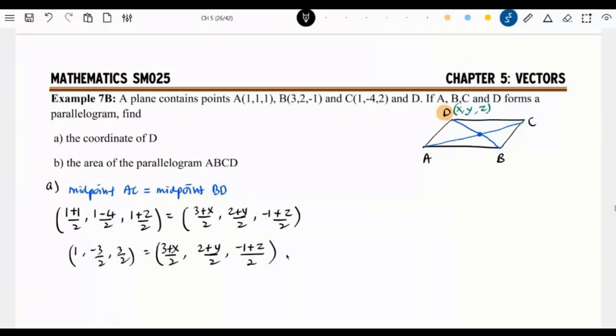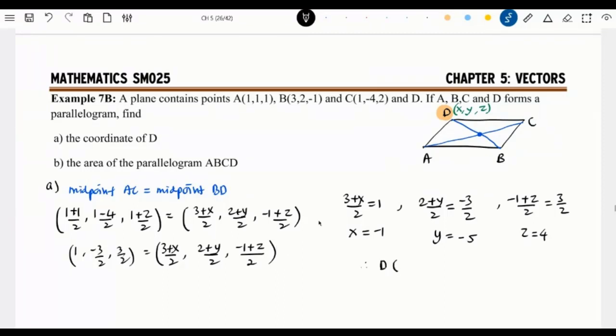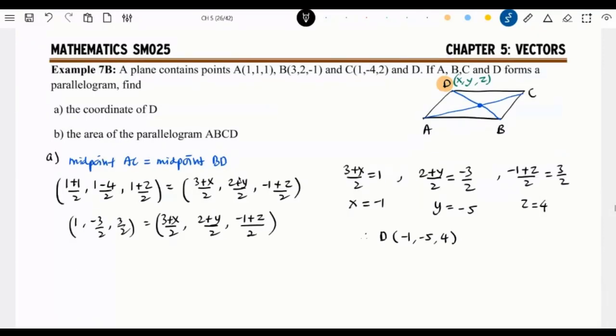So now kita akan compare. So X kita dapat berapa ni? Negative 1. Okay, Y kita akan dapat negative 5. And then the Z, kita akan dapat berapa? 4. Okay, so that will be the coordinate for D, adalah negative 1, negative 5 and 4. Alright, so that one is part A.